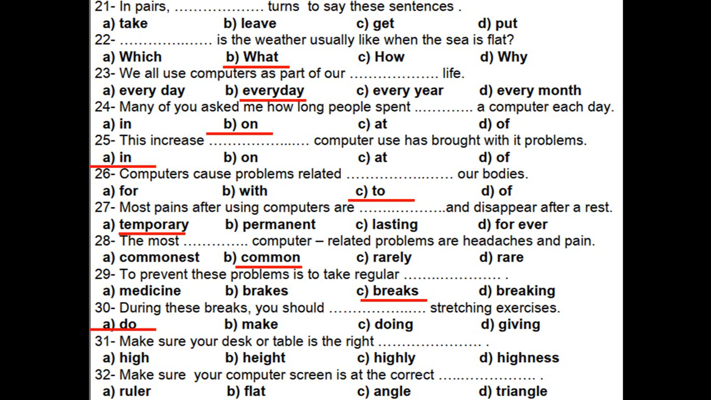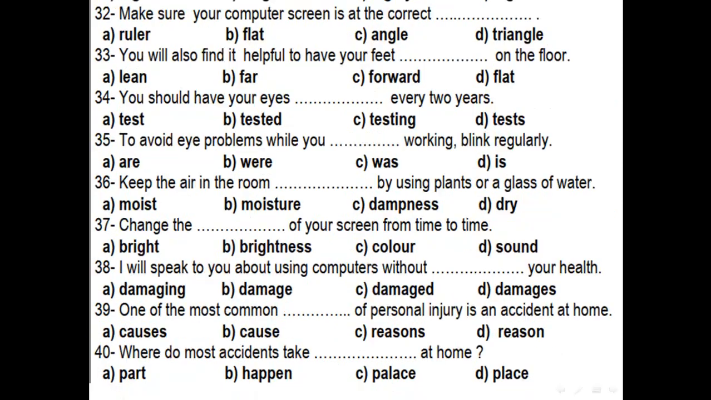31. Make sure your desk or table is the right what? High, height, highly, highness. Of course it is height, the right height. Number 32. Make sure your computer screen is at the correct what? Ruler, flat, angle, triangle. Of course, make sure it is at the correct angle. Number 32. Make sure your computer screen is at the correct, we said it before, at the correct angle.